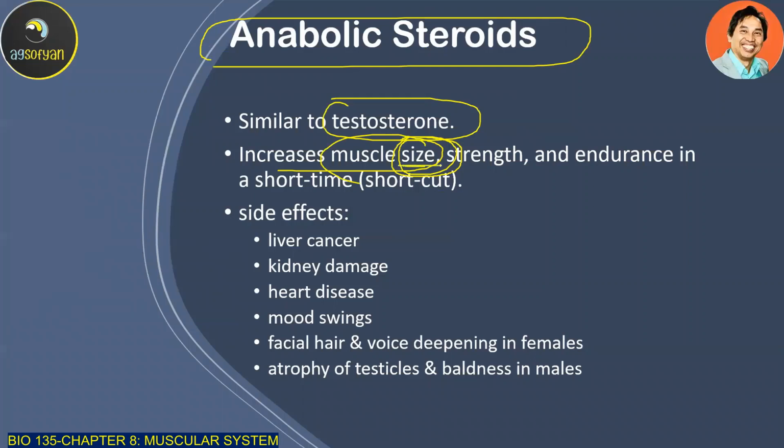Okay? So bodybuilders have bigger muscle size. And testosterone can be used to increase the muscle size. With bigger muscle size, it will give strength. But using anabolic steroid is kind of a shortcut to increase muscle size. And there are negative side effects of using anabolic steroid. It can increase liver cancer, kidney damage, heart disease, mood swing.